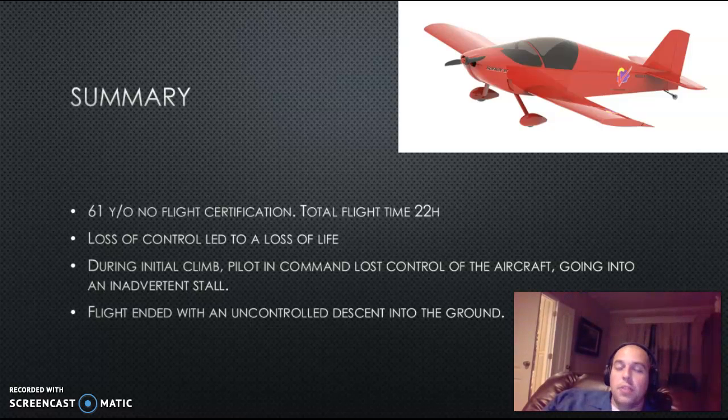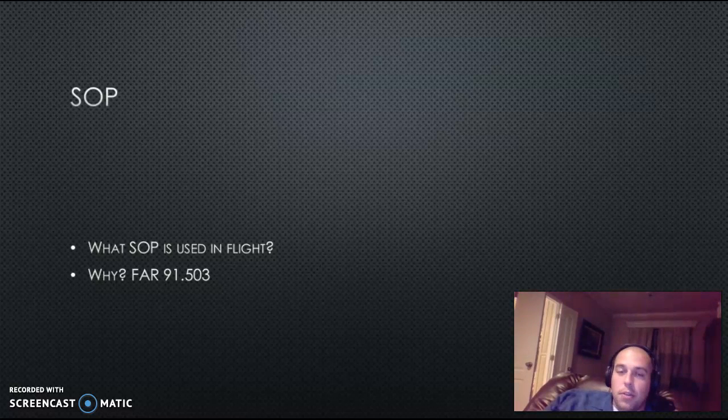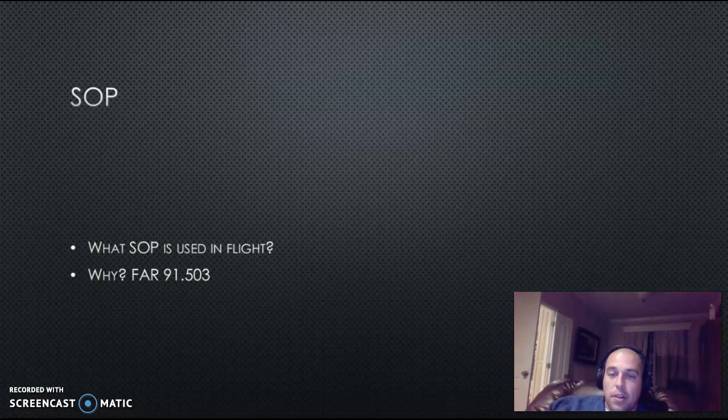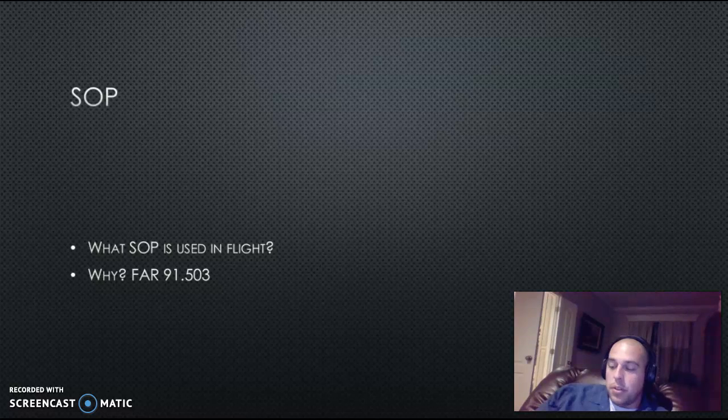Now, how could this have been prevented? A standard operating procedure that everyone uses in flight is called a checklist. Now, of course, checklists are required by the FAA, and that is in FAR 91.503. And that covers things from before starting engines, before takeoff, cruise, before landing, after landing.